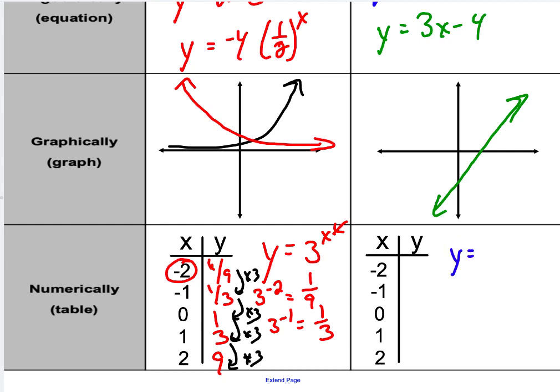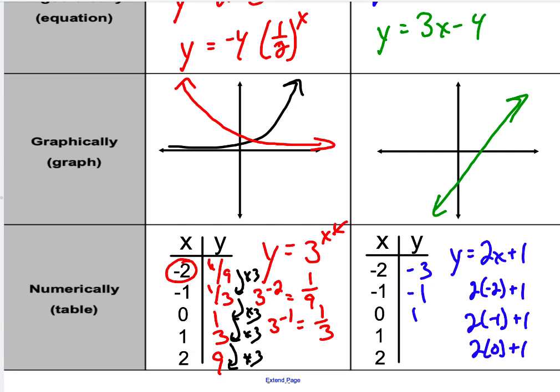Whereas with a linear equation, 2x plus 1. So 2 times negative 2 is negative 4, plus 1 is negative 3. Or 2 times negative 1 is negative 2, plus 1 is negative 1. Or 2 times 0 is 0, plus 1 is 1. 2 times 1 is 2, plus 1 is 3. Or 2 times 2 is 4, plus 1 is 5. This time they were increasing by 2, adding 2 each time. So a linear equation increases at the same steady rate, just adding or subtracting the same amount each time.